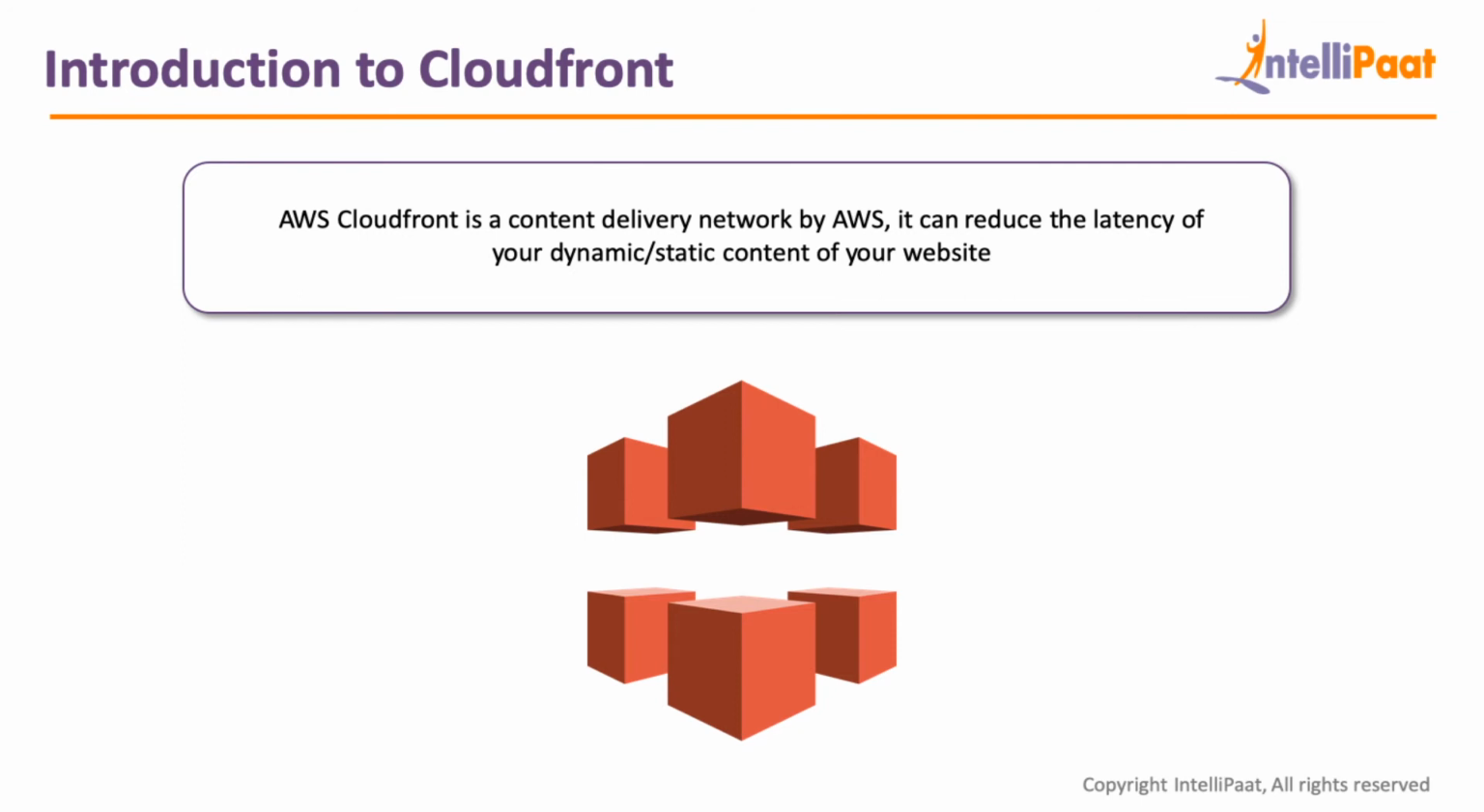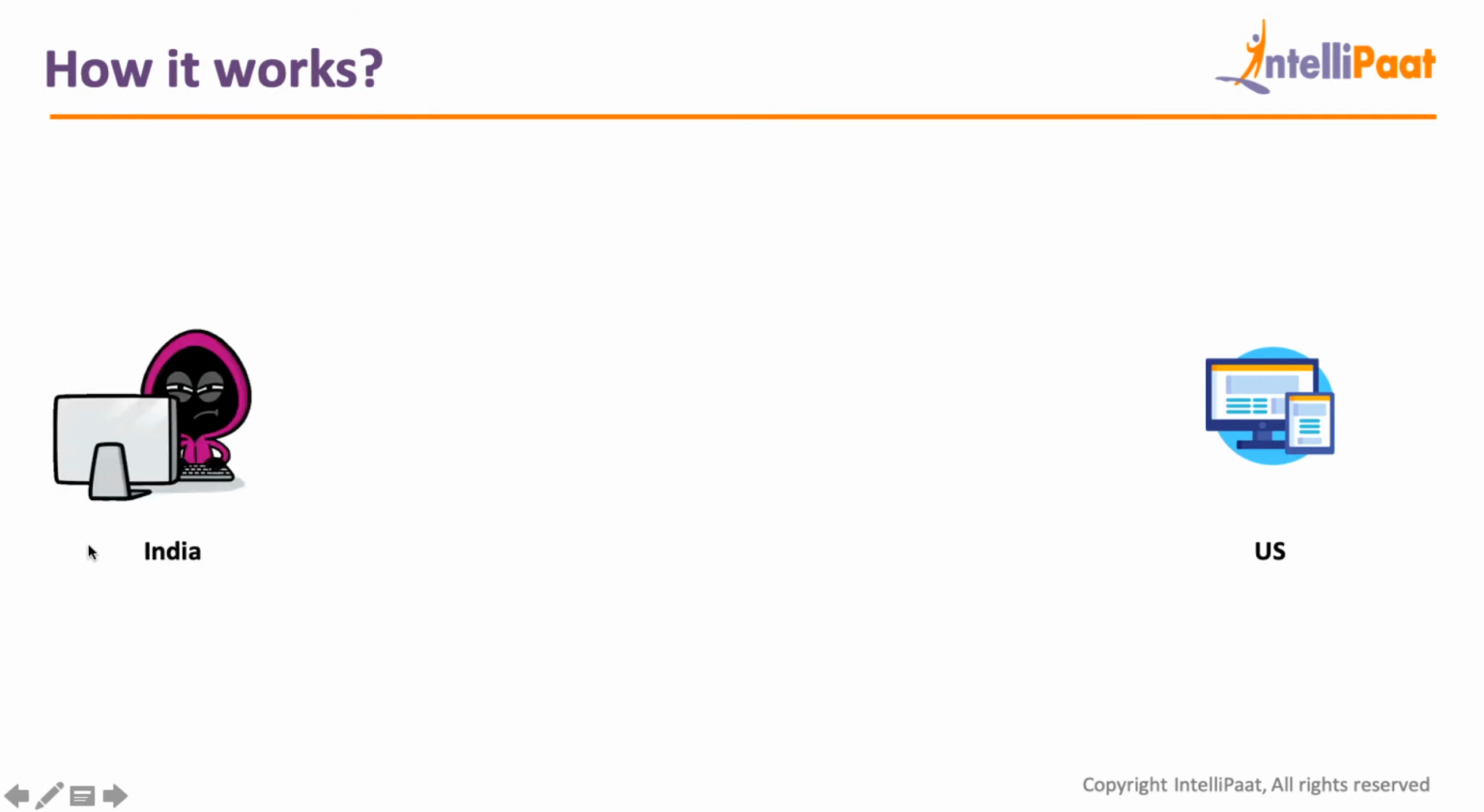Now, let me show you guys what exactly happens when you access a website, and by that, let's understand how CloudFront basically works. So, guys, let's assume a scenario, taking the example of Intellipaat.com. Intellipaat.com is basically hosted on a server which resides in the US. Now let's assume you are a customer from India who's trying to access this web server in the US. So you are in India and you're trying to access a website which is hosted on the US web servers.